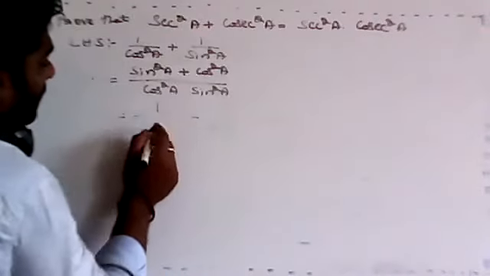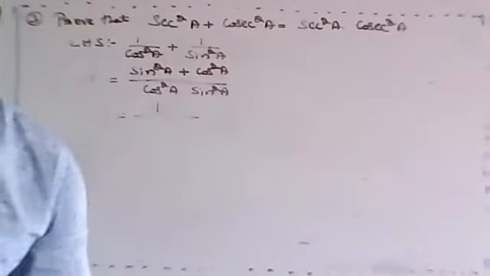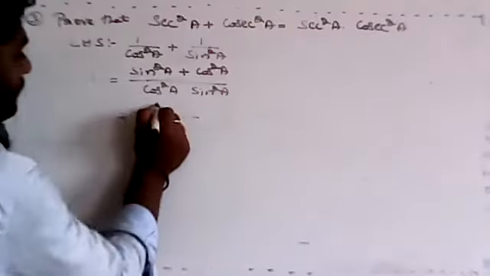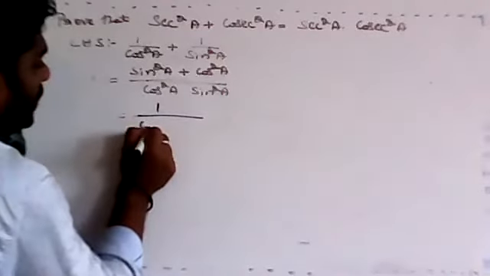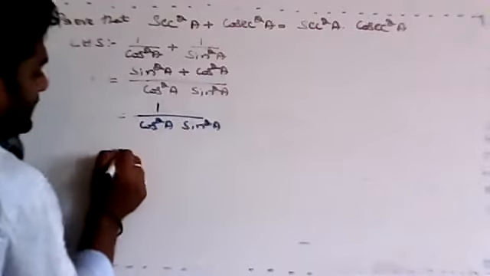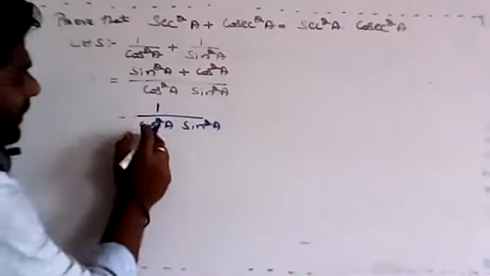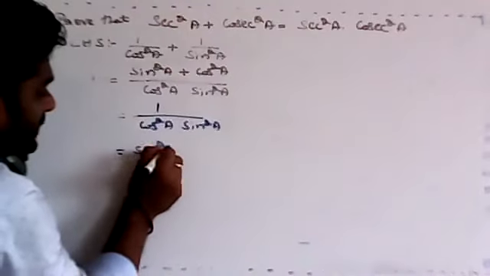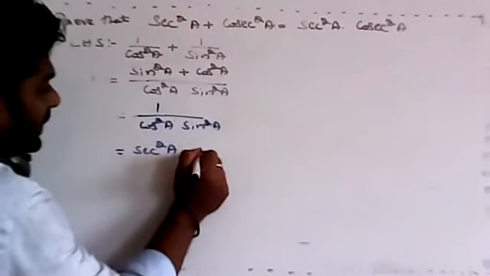1 divided by cos square A into sine square of A. Just take the reciprocal here. We'll get 1 by cos square, which is nothing but secant square of A. 1 by sine square is nothing but cosecant square of A.